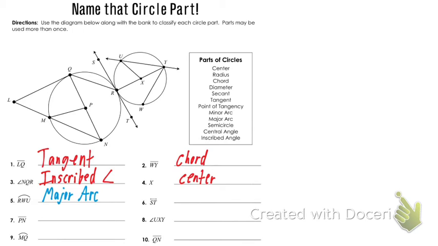All right, 6. Line ST. The line ST. Presley. Not quite. Point of tangency would be a point. You're close, though. You're so close. What do you think it is? Second guess.